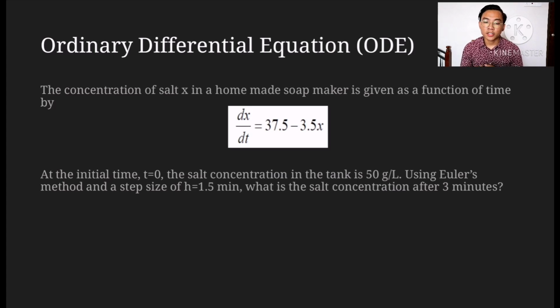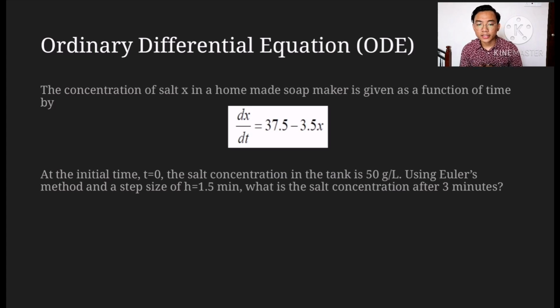Okay, without further ado, let's look at this example. It says that the concentration of salt x in a homemade soap maker is given as a function of time by dx/dt equals 37.5 minus 3.5x. Given that at the initial time t equals 0, the salt concentration in the tank is 50 grams per liter, and using Euler's method with a step size of h equals 1.5 minutes, we need to find the salt concentration after 3 minutes.